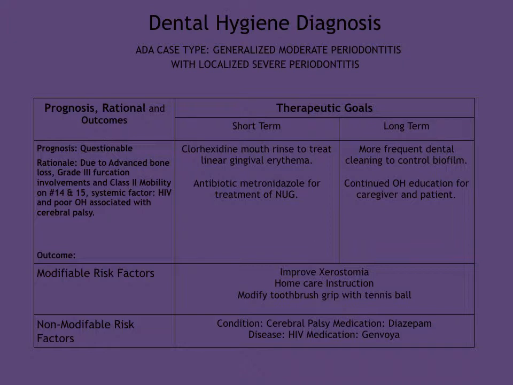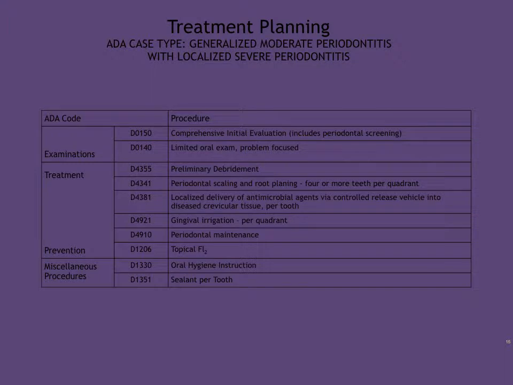Modifiable risk factors: we want to improve xerostomia from medications, continue home care instructions, and modify toothbrush grip with a tennis ball. Non-modifiable risk factors are cerebral palsy and the medication diazepam, and HIV medicated with Genvoya. Treatment planning and ADA codes.